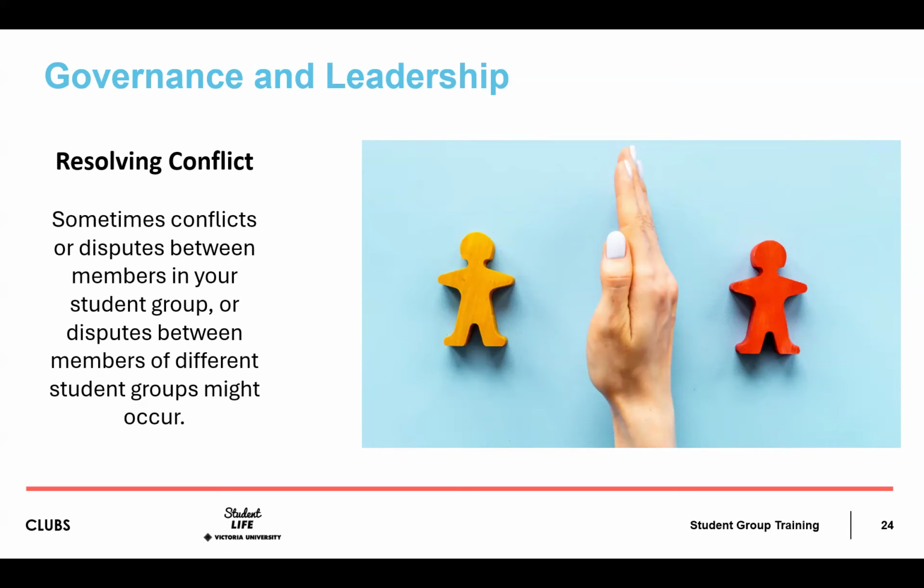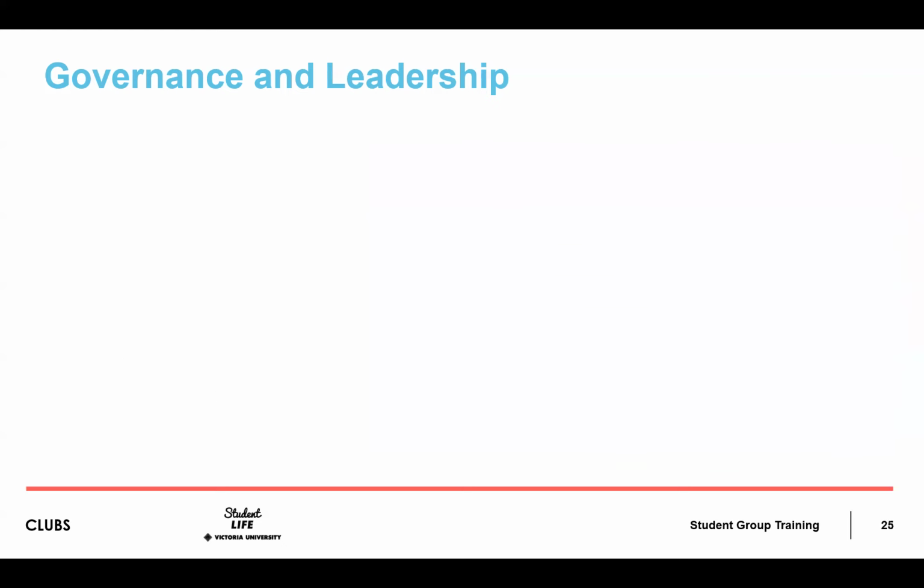Final topic we're going to talk about is resolving conflict. So we're only human, and sometimes conflicts or disputes between members in your student group, or between members of different student groups, might occur. In this section, we will discuss common types of conflict that could occur in your student group, as well as how these conflicts can be managed and resolved using the appropriate processes.